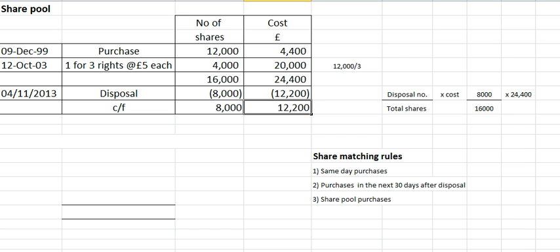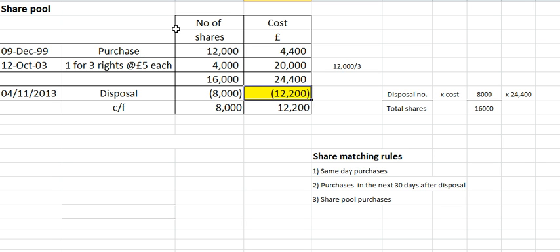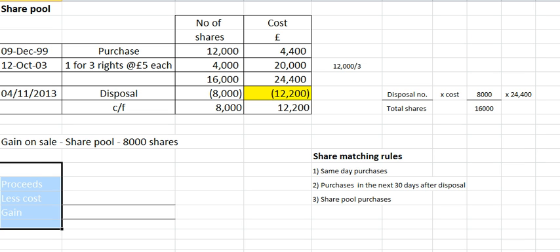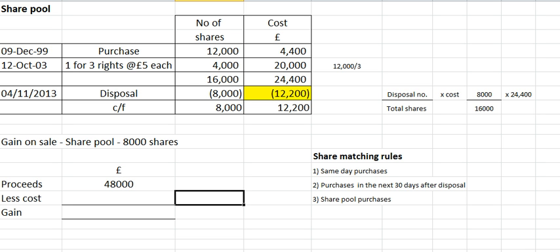Once you've done that, remember this is the key number. If I highlight it in yellow, this is the one you need to carry forward to when you work out your gain and dispose of 8,000 shares. Remember, you're just going to do a proceeds minus cost calculation. I'm just going to give you some figures just to show. So say the proceeds were 48,000 in the question, you take off the 12,200 from your share pool table and you work out a gain of 35,800.